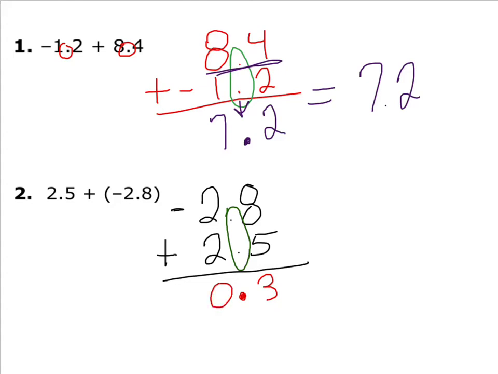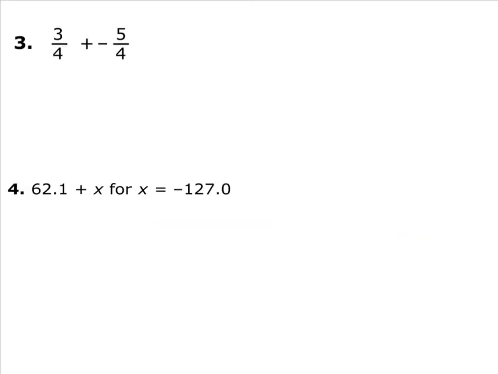Now, let's look at these numbers. What number is bigger, 2.8 or 2.5? Well, 2.8 is larger, and since it's negative, that means my answer also has to be negative. So my answer is negative 0.3. Now, if you don't have that 0 in front of the decimal, that's okay. If you just left it negative .3, that would be acceptable as well. Let's take a look at our next slide.